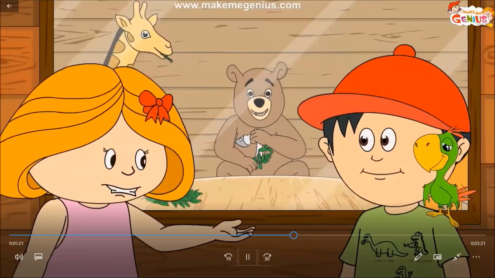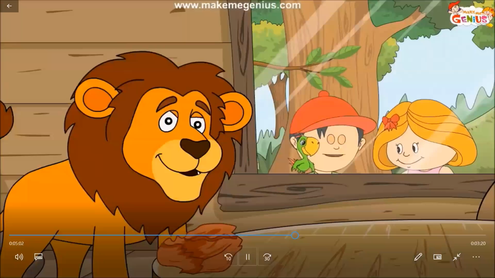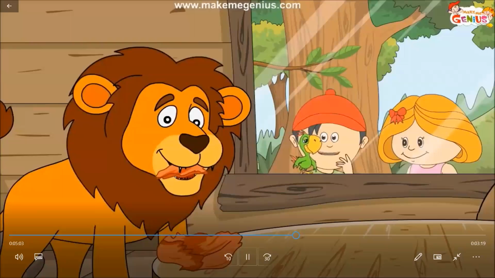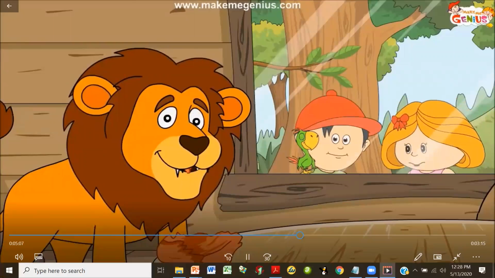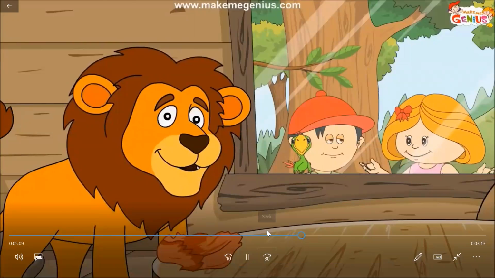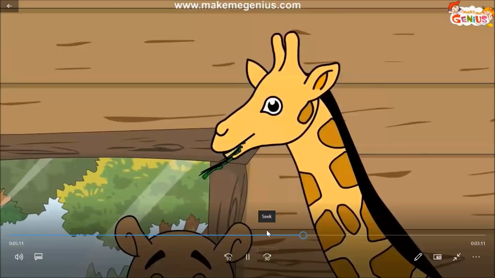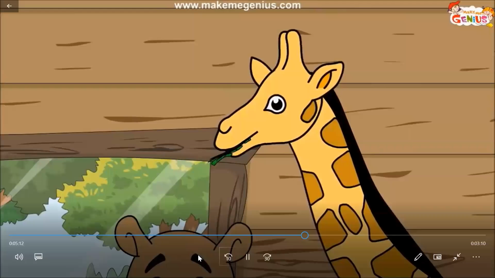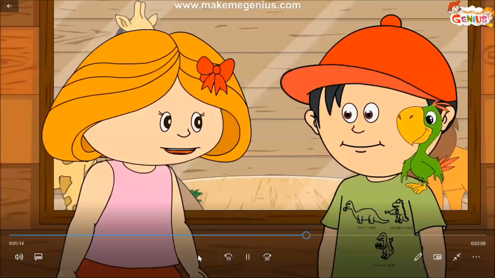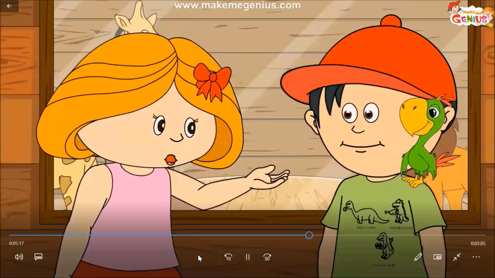Let's watch again. See, the lion's front teeth are long and pointed. Yeah, carnivores have to tear raw flesh. And see, it looks like the giraffe is grinding the plants in its mouth. Yeah, let's go back home. I will tell you more about these.